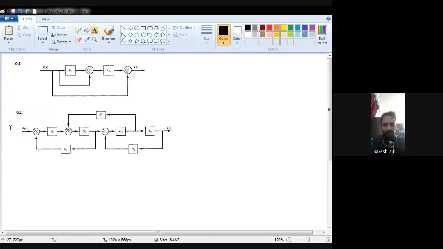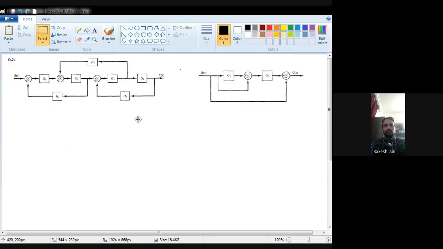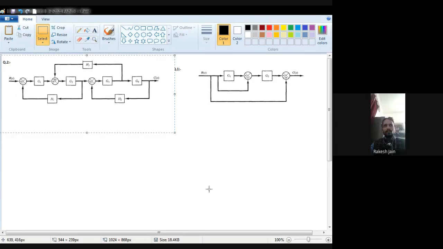First of all, as we know, transfer function is what? Just the ratio of C(s) divided by R(s), the output divided by input. Okay, let me first start with this first numerical. We have to solve this numerical and find out the transfer function for the same. So this is my question number 1. So now see very carefully.